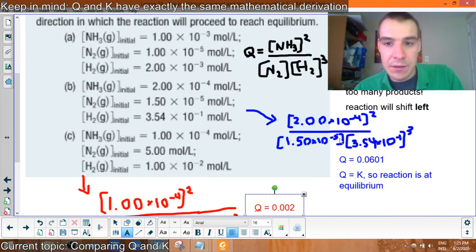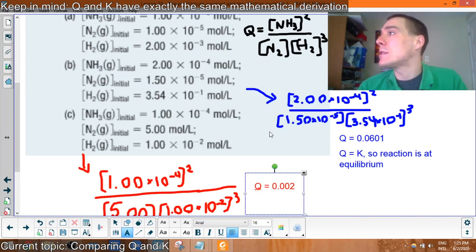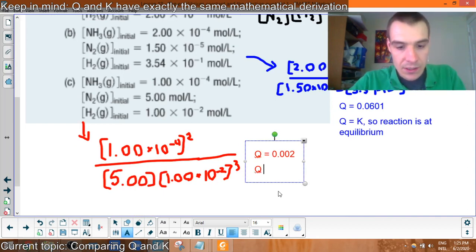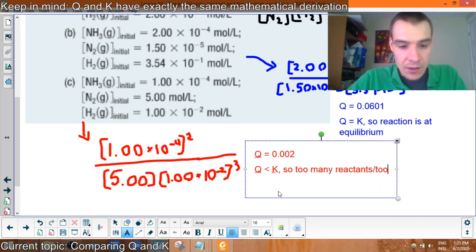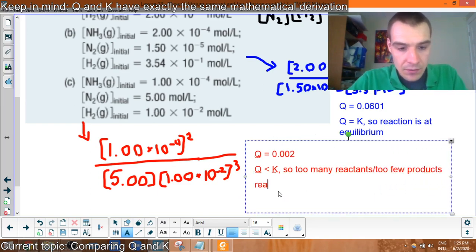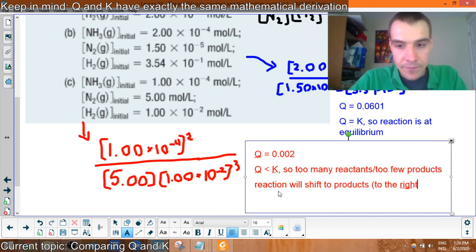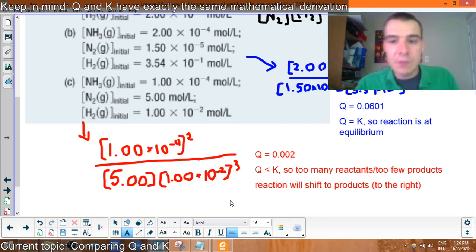Alright, Q is 0.002. Now K should be 0.06. Q here is less than K. So there's too many reactants, right, or too few products. So the reaction will shift to products, and that's to the right. So that's how you use Q and K, and you can figure out if you have too many of one or too many of the other, and which way the reaction is going to shift.